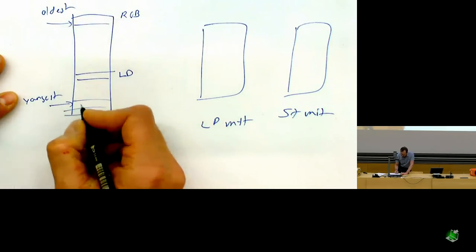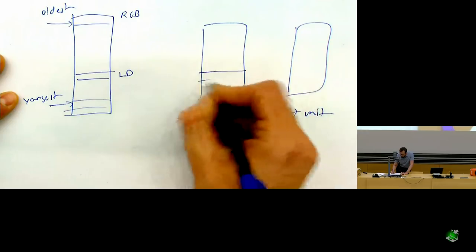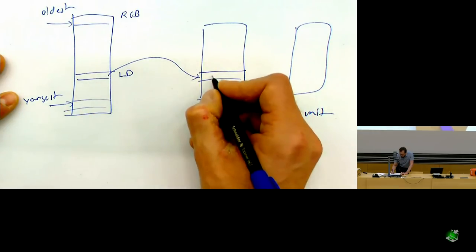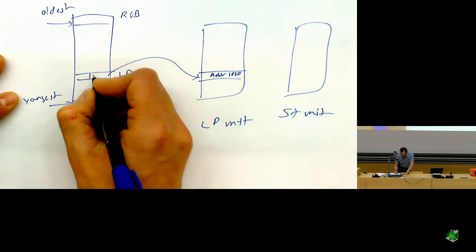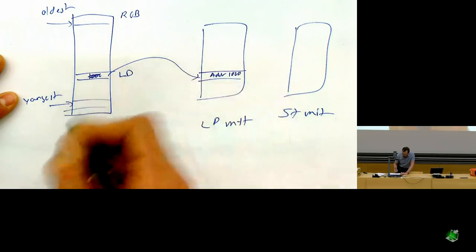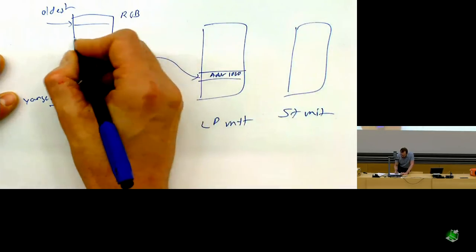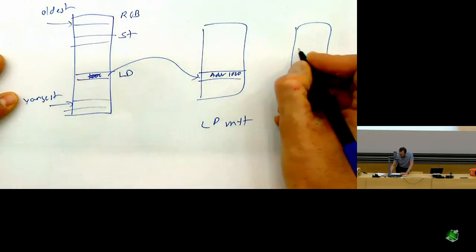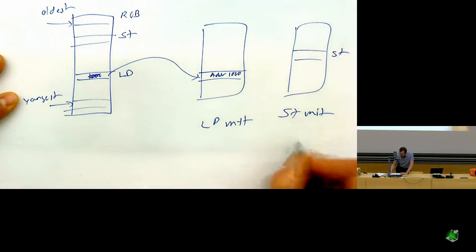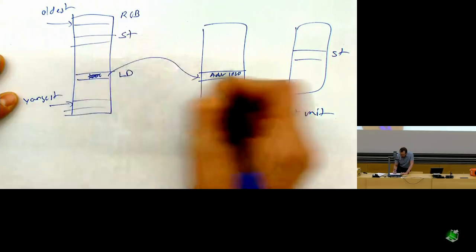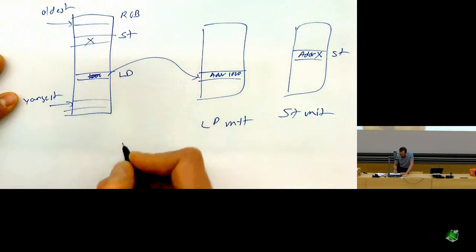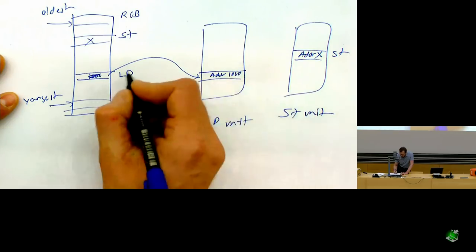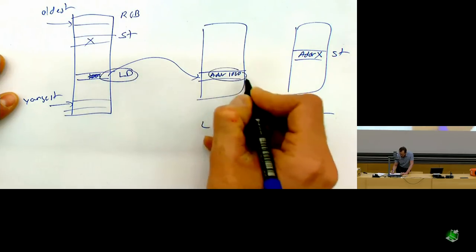That's not the oldest, that's not the youngest. And in the load unit, it has its address ready. It is address 1000. I'm not going to put the address over here because it's normally not stored over there. But then you have a store over here that happens to be in the store unit. Its address is not known. Address is X. So the key question is, should this load go ahead and execute?